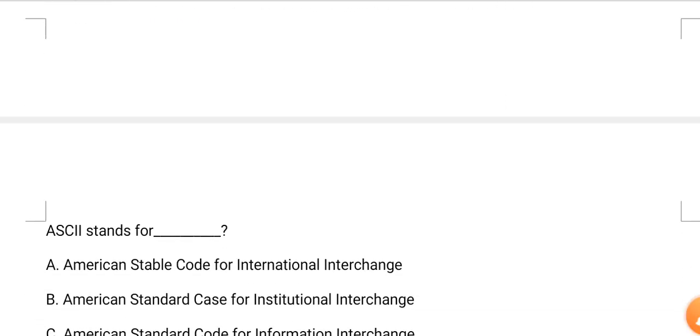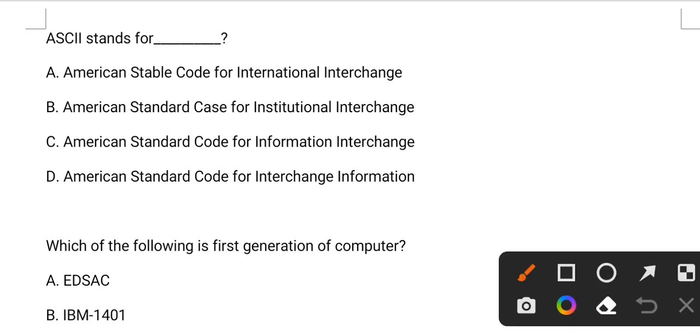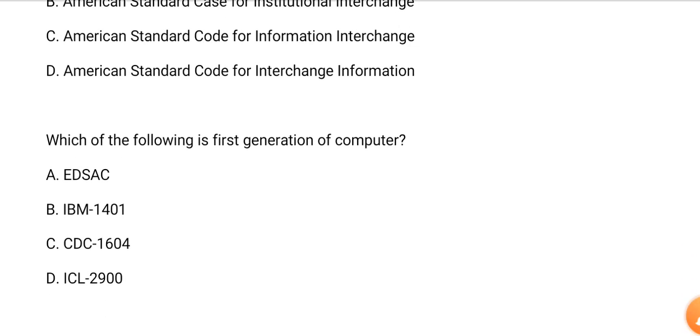Next question, ASCII stands for. Its answer is option C, American Standard Code for Information Interchange. Option C is correct. And the last question in this video, which of the following is first generation of computer? Its correct option is option A.